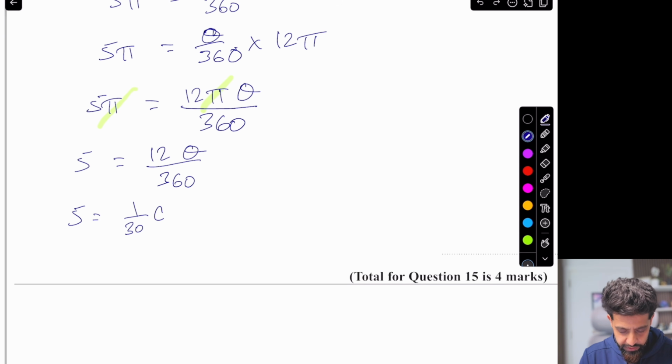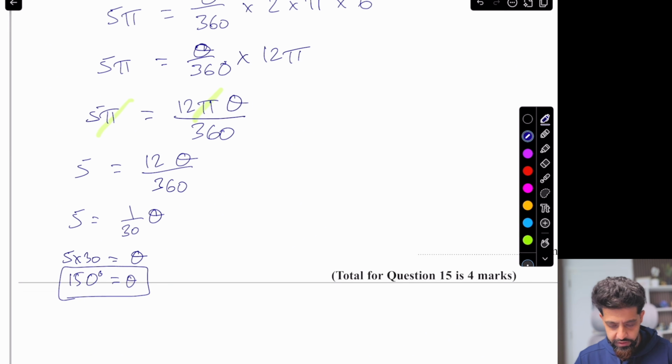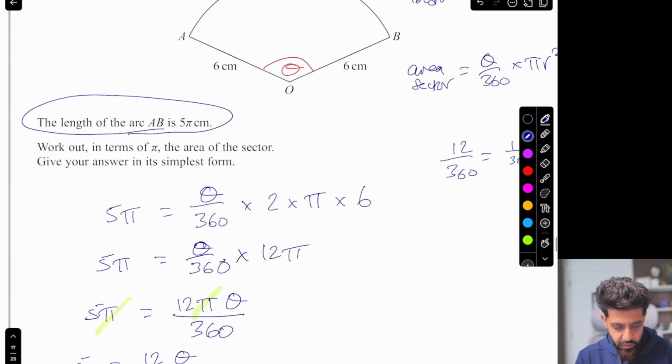Okay, you can keep the theta down there as well. Now, we need to get rid of the 30. So if we multiply up here, we get 5 times 30 is equal to 1 theta. That's what theta would be. So 5 times 3 is 15. Add the 0, 150 degrees. So now the question says to work out in terms of pi the area of the sector.